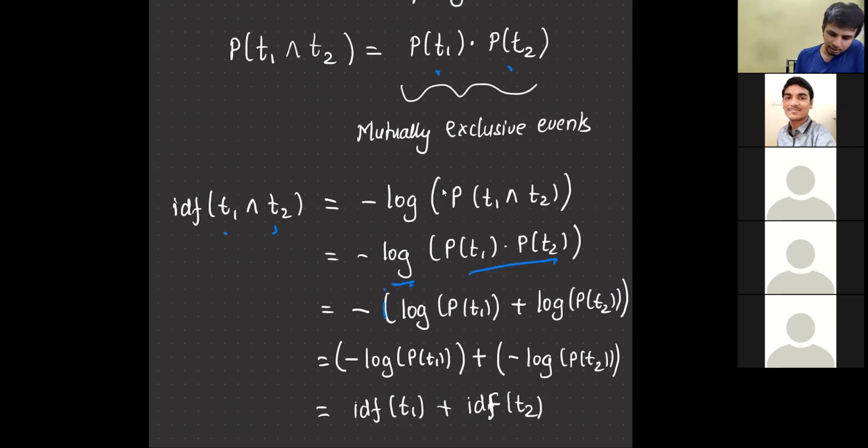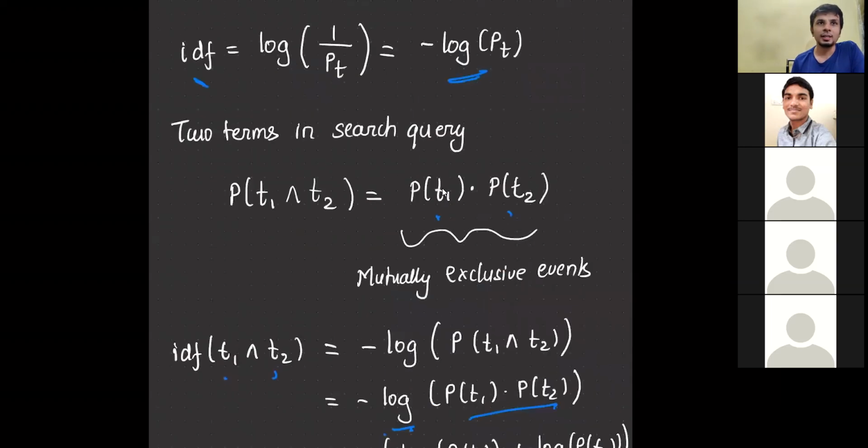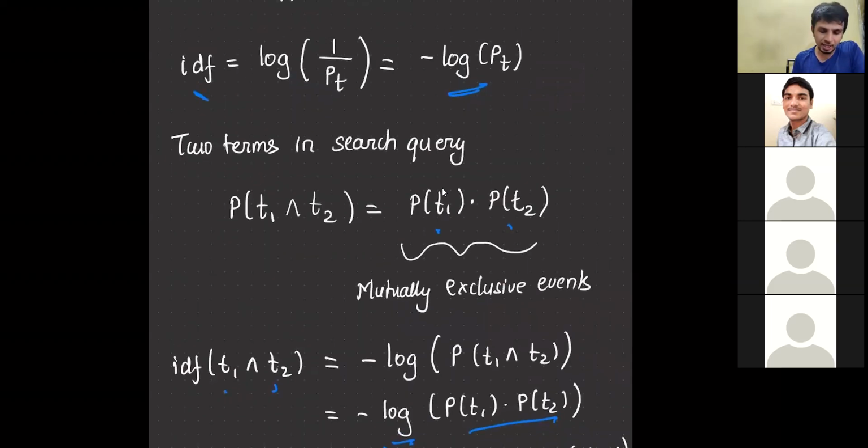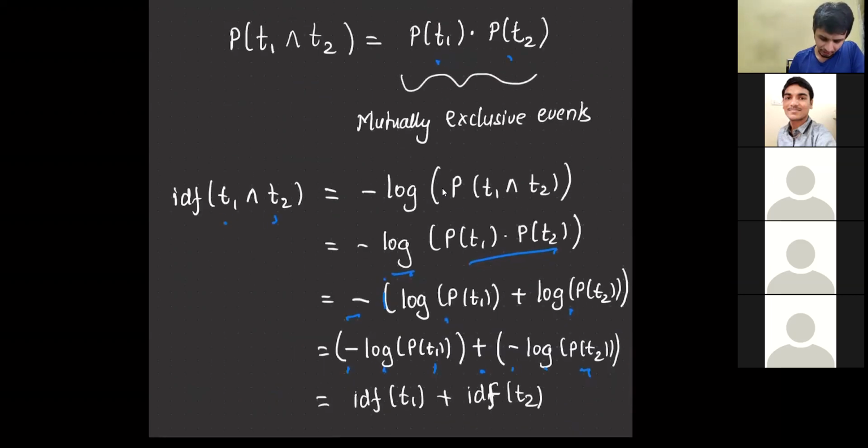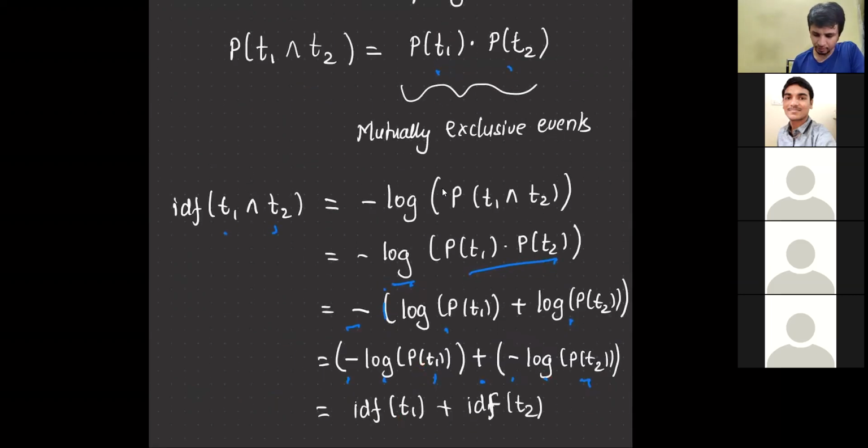Then when we do this, log of A into B is log A plus log B. अब ये minus sign continues as is. The minus sign propagates: minus log P(T1) plus minus log P(T2). Correct? Once we have this, this is nothing but what? IDF of T1, and this is IDF of T2. Correct? See this. IDF is nothing but minus log of probability. So minus log of probability is IDF.